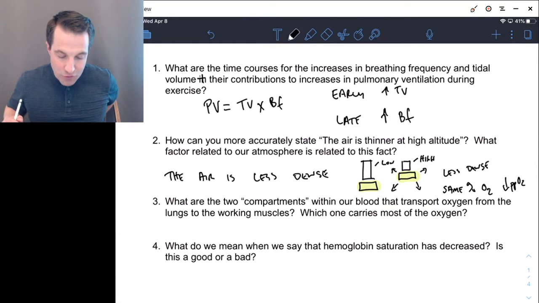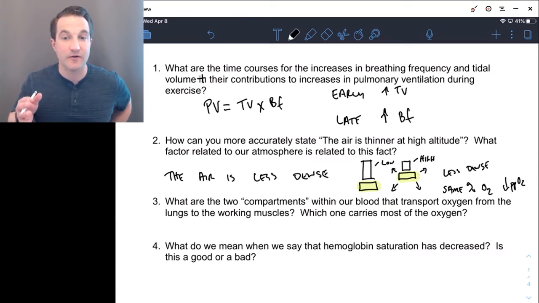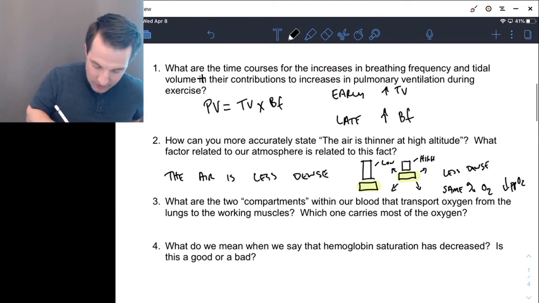Number 3, what are the two compartments within our blood that transport oxygen from the lungs to work muscles? Let's start there. Compartment number 1 is going to be blood plasma.